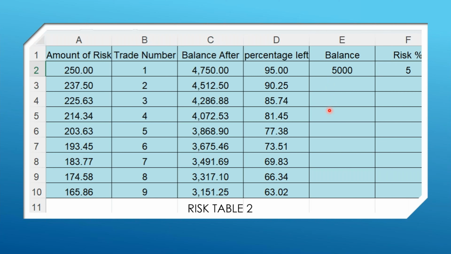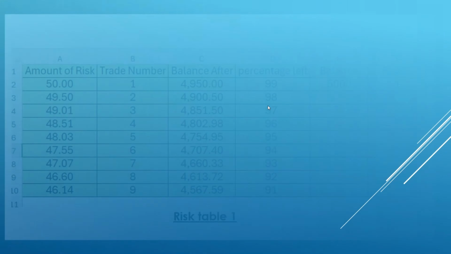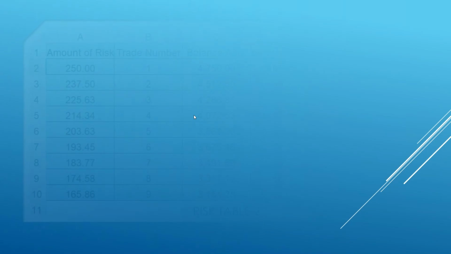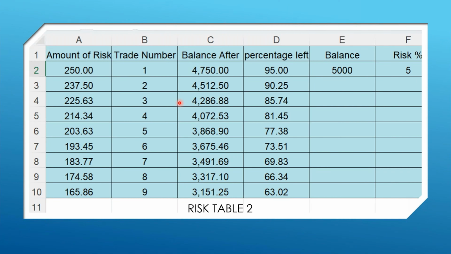So between these tables we didn't change anything. You lost in both cases, you lost 9 times. The only thing we changed is the risk percentage, and the difference is huge. If you recall, in the first risk table, after 9 trades, you still have 91% of your account. You almost lost nothing, just 9% after 9 losing trades. In table number 2, if you risk 5% in each trade and you lose 9 times, you will only have 63% of your account. So what's the difference? The difference was only because of your risk percentage.